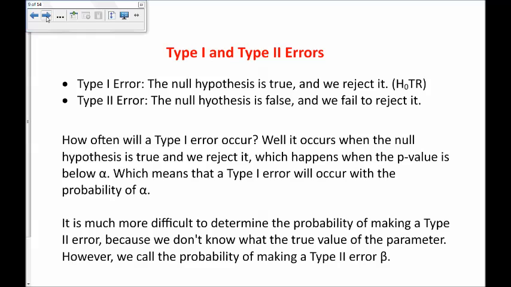Now we can talk about the probability of making a type 2 error, but it's a little more difficult to determine because we don't know what the true value of the parameter is. And so it's a little more abstract there. But just for notation and kind of thinking it through, we will call that probability beta, type 2 error. The probability of making a type 2 error is beta.